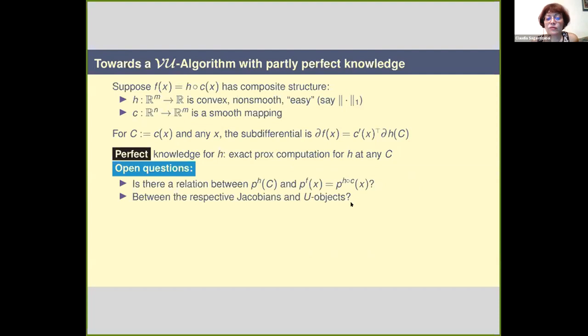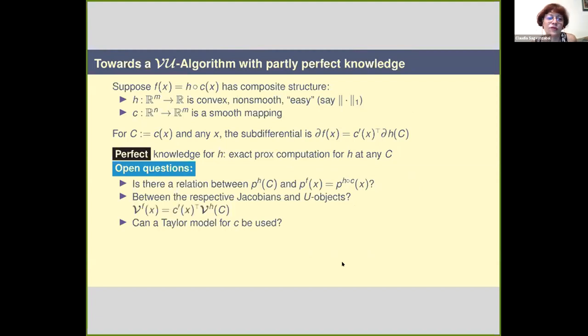Is there some relation? Because we also need the Jacobians and the U objects that come with that. Is there some relation that we can establish in this setting? Knowing this is an important relation. So could a Taylor model for C be used, since it's smooth, and then we don't care about much more than the first, eventually second order to get some curvature, but no more.